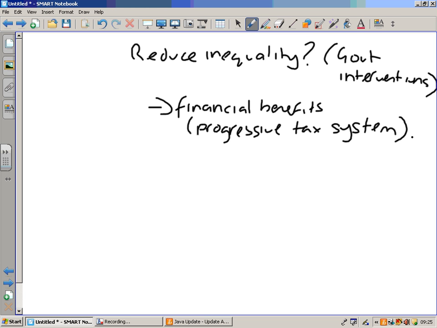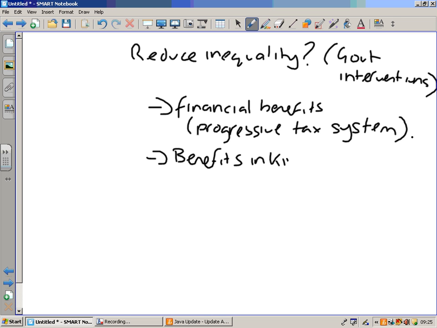This money will then be redistributed to the poor in terms of unemployment benefits, disability benefits. It could include old age pensions. It's all about redistributing money from the rich to the poor to reduce the gap between the rich and the poor in society. We've also got benefits in kind.